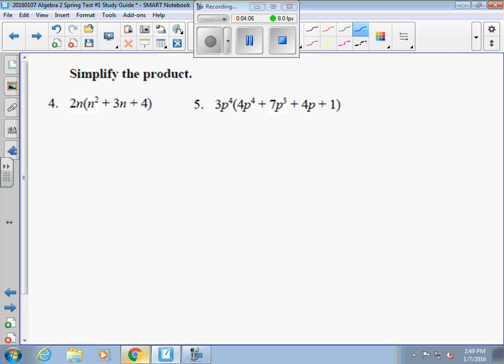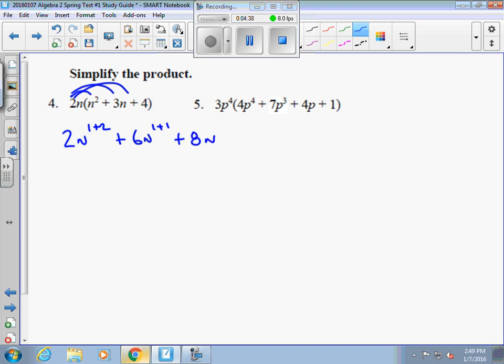Simplifying the product, you have to distribute 2n because it's one term. 2n times n squared is 2. Now we're multiplying the bases, n and n, they're the same. When you multiply bases, you add exponents, 1 plus 2. 2n times 3n is, 2 times 3 is 6, n to the 1 plus 1. And 2n times 4 is plus 2 times 4 is 8n.